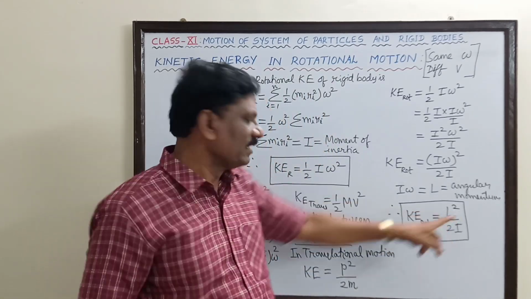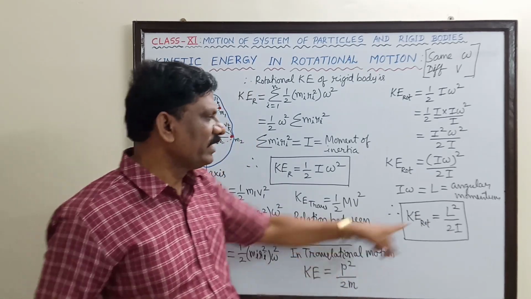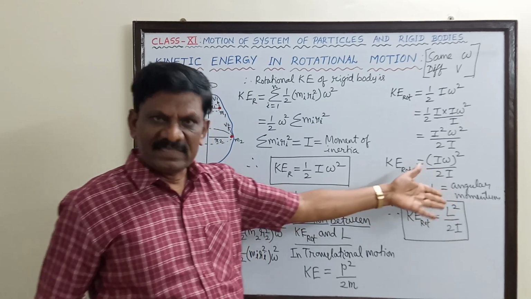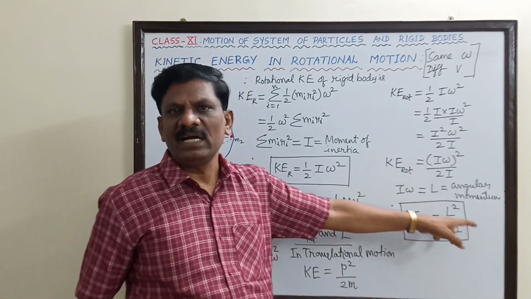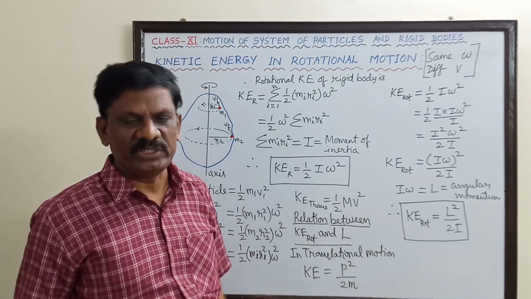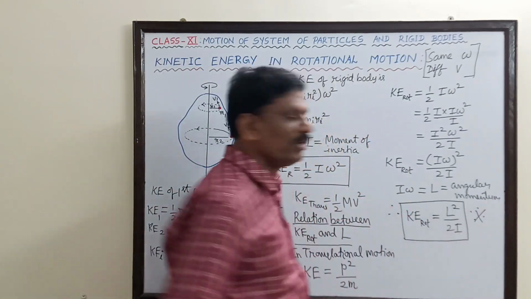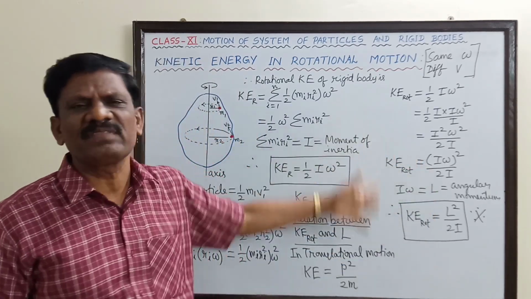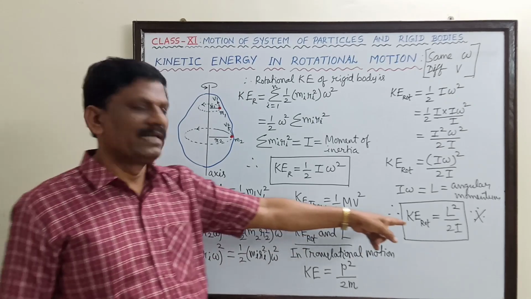I told you first itself, is it similar to that of P square by 2m? So instead of P square here, it is replaced by L square. And here 2m is replaced by twice I, where I is the moment of inertia. And this expression is extremely important to solve the numerical problems in most of the competitive exams. Repeatedly they are asking numericals from this.